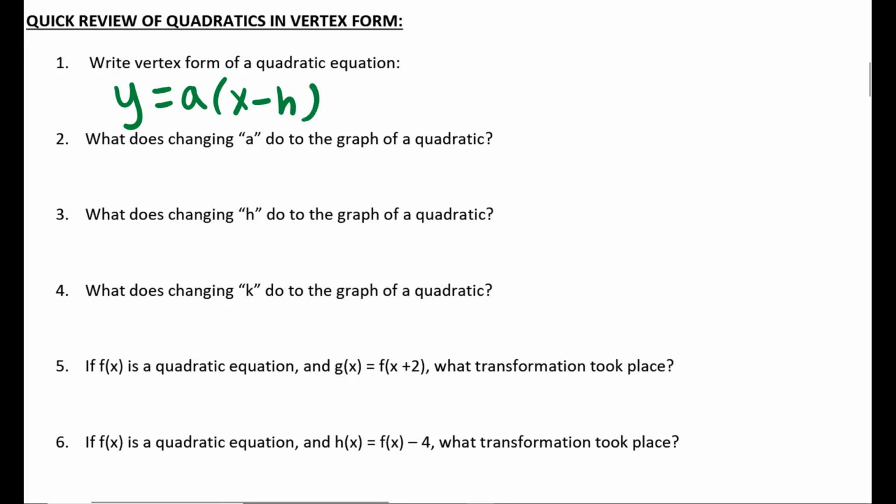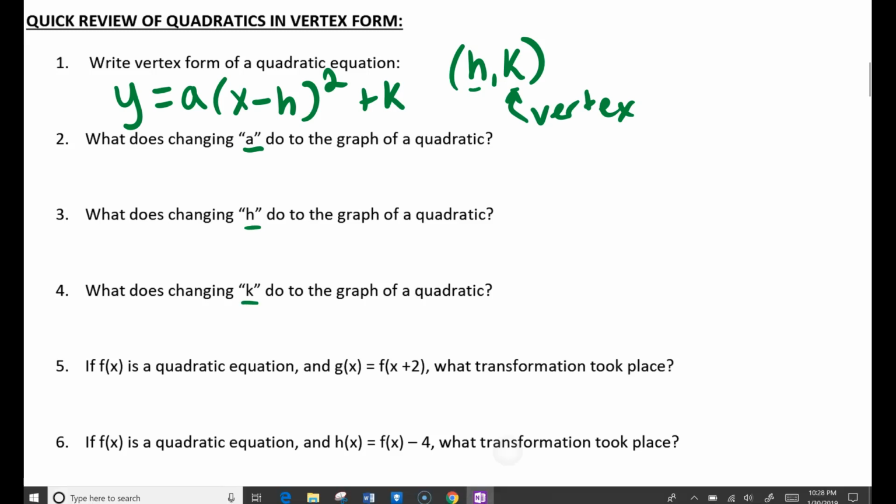y equals a times x minus h squared plus k, where h comma k represent the x and y coordinates of the vertex, hence the name of the form. So we need to ask ourselves, what do these values actually do to our parabola as we change them?